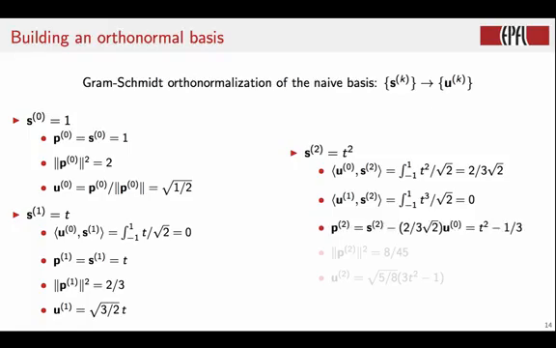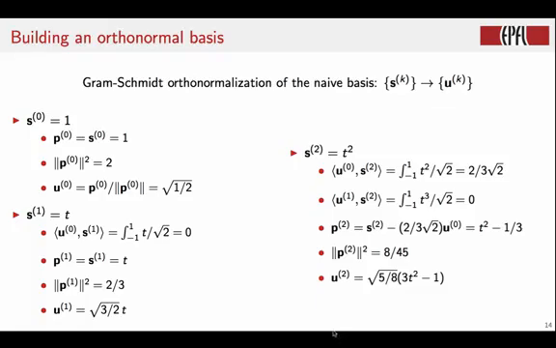Finally, p2, this intermediate vector, will be equal to s2 minus the component that it has in common with u0. So, in this case, minus 1/3. We normalize this by computing the norm, and we find that u2 is equal to square root of 5 over 8 times 3t squared minus 1.